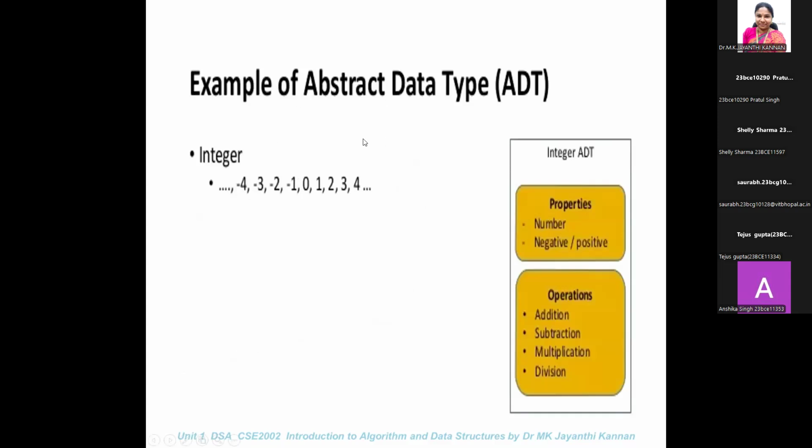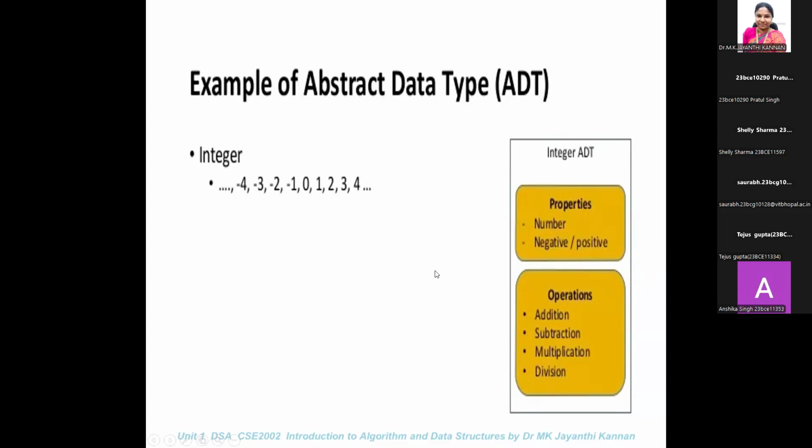The abstract data type ADT example, they are taking an integer. Total, how many numbers are there? 0 to 4, 0 to minus 4. It's total 9 numbers. So the given array of 9 numbers, integer, is an abstract data type. The various properties are, it is a signed integer, negative as well as positive numbers, and what operations we can perform with this particular array means we can add additional numbers.